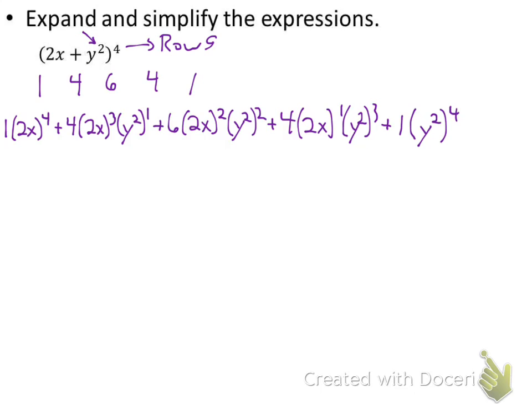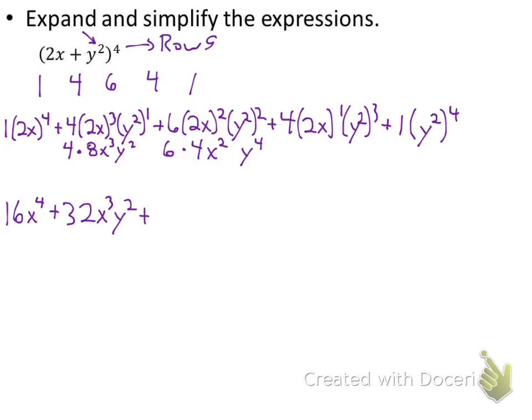Okay, we go back to put it together. 2x to the fourth becomes 16x to the fourth. If we have 4 times 8x to the third, y squared looks like our next one. This becomes 32x to the third, y squared. Our next term is going to be 6 times 4x squared times y to the fourth. Put that one together is 24x squared, y to the fourth. Our next one will be 8x, y to the sixth. And last one is y to the eighth.